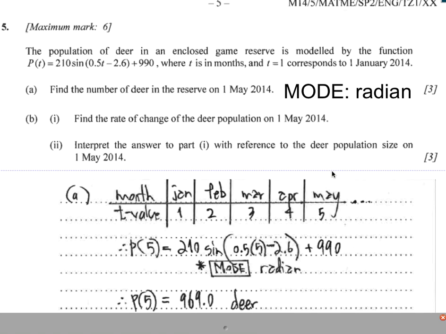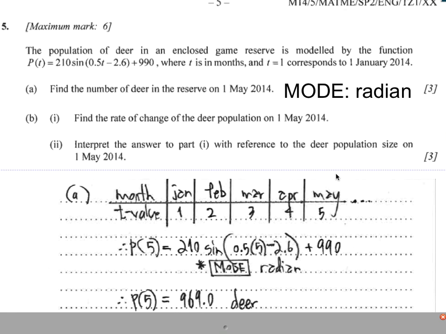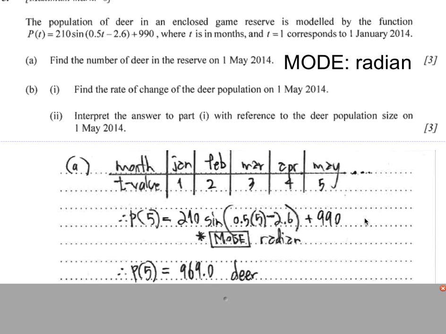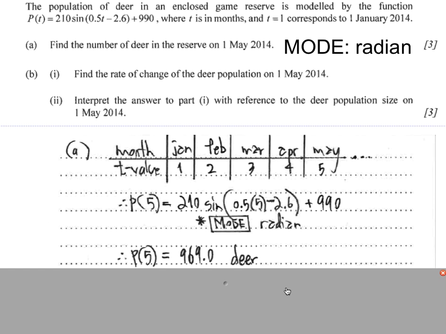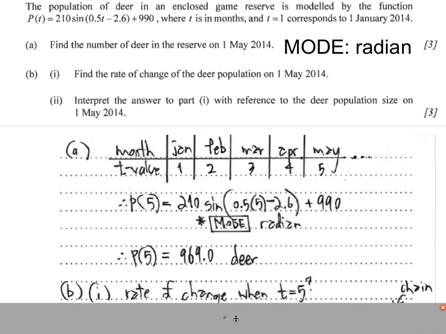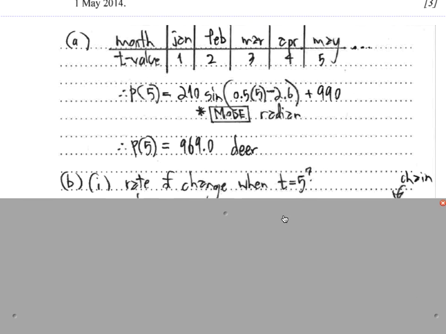Find the rate of change of the deer population. So rate of change, that should be a cue for you to recognize that that means derivative, because that's what differential calculus prides itself on: if you're given a function, you're able to find its rate of change really rapidly using derivative rules. And then we want to substitute t equals 5 again. So let's do the derivative first.